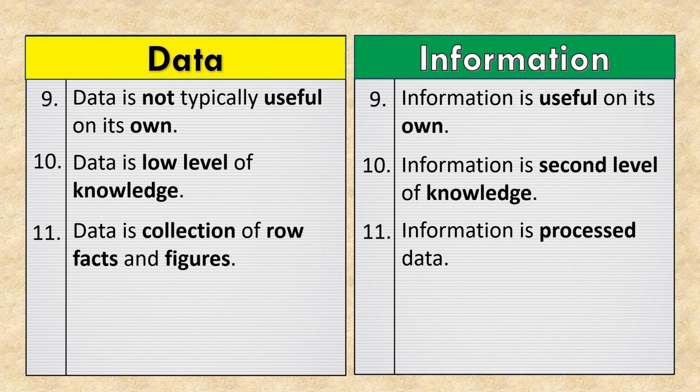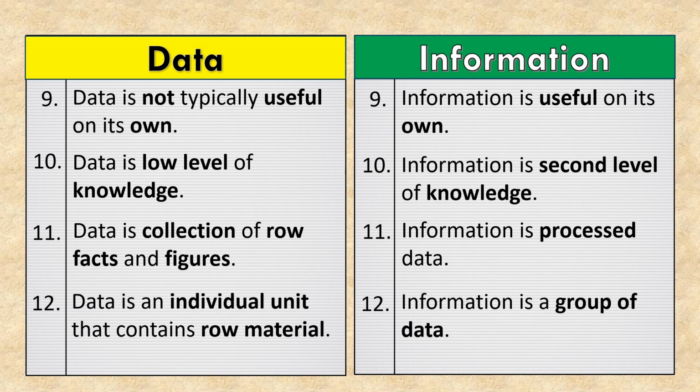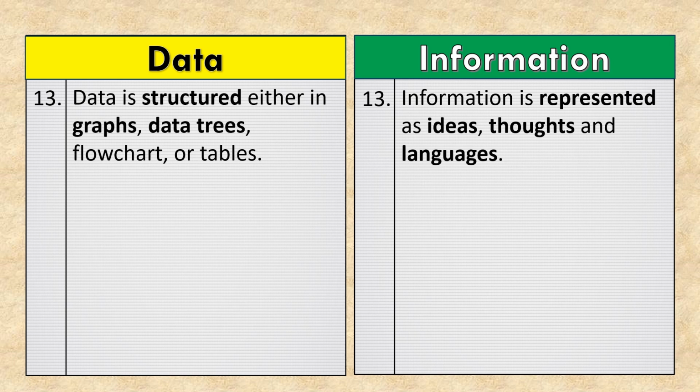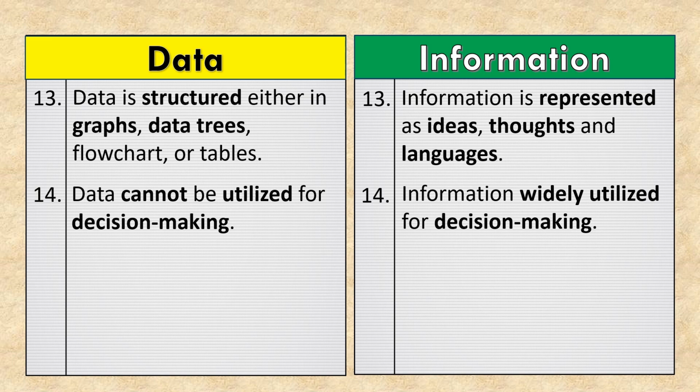Data is a collection of raw facts and figures. Information is processed data. Data is an individual unit that contains raw material. Information is a group of data. Data is structured either in graphs, data trees, flowcharts, or tables. Information is represented as ideas, thoughts, and languages. Data cannot be utilized for decision-making. Information is widely utilized for decision-making.